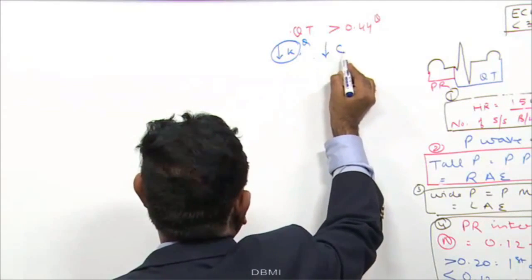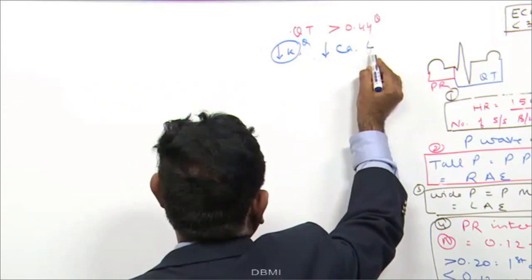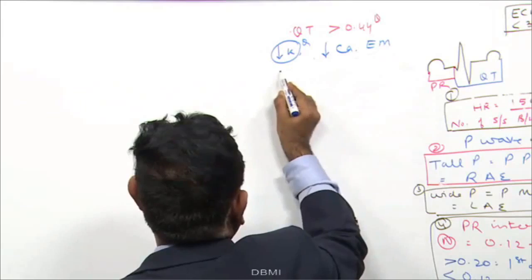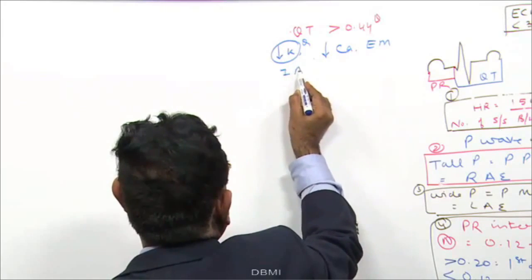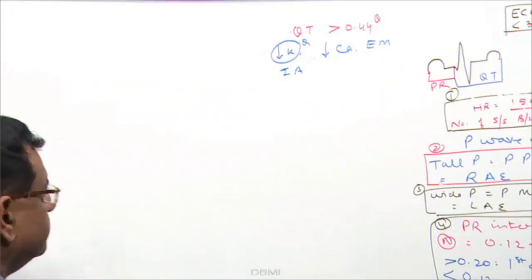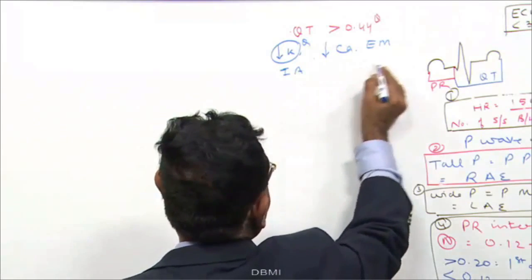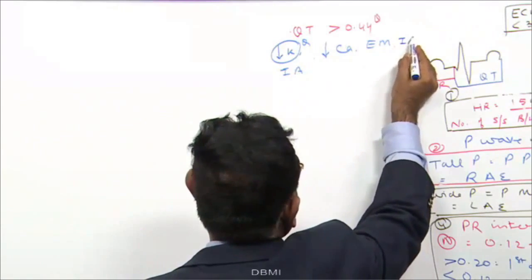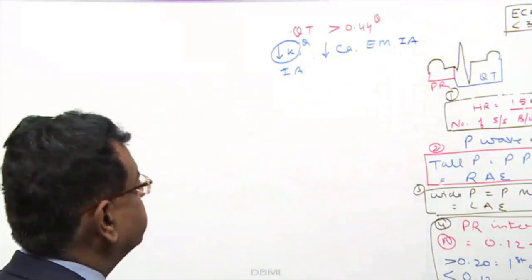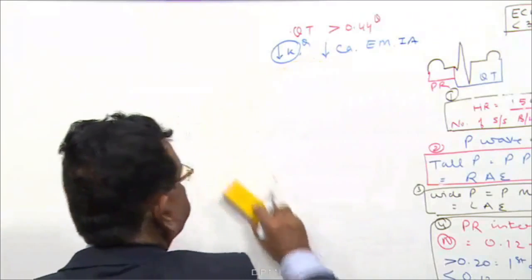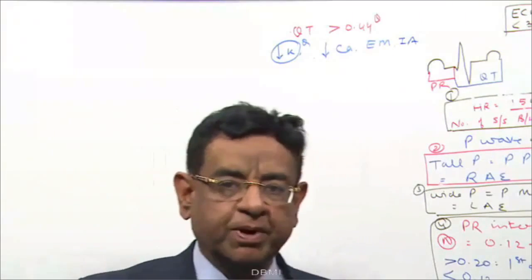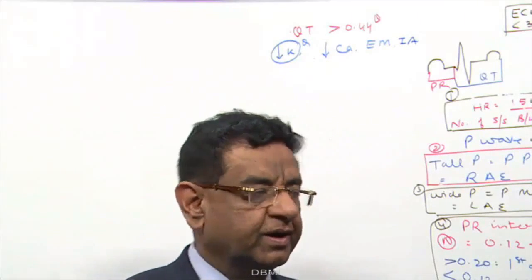Hypocalcemia, erythromycin, class 1A drug, and of course class 1A antiarrhythmic drugs are a few of the important causes of prolonged QT interval.